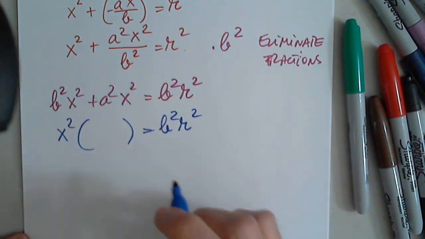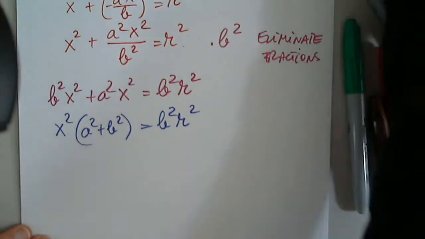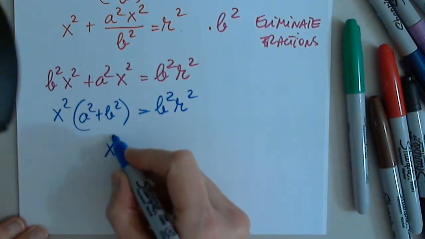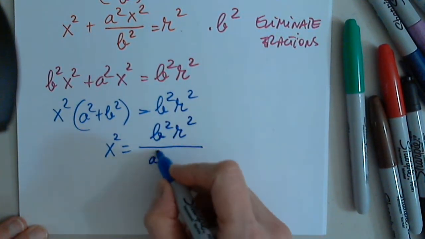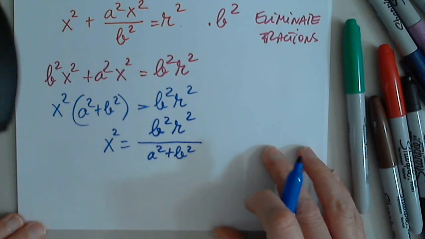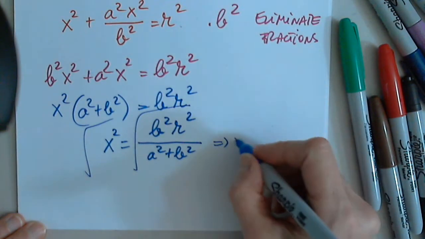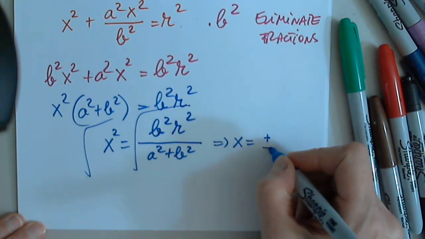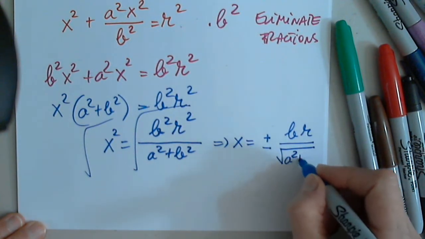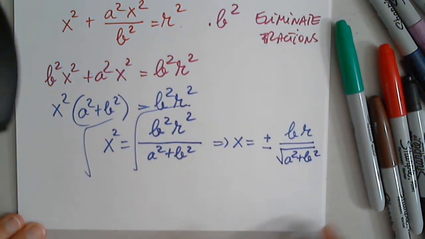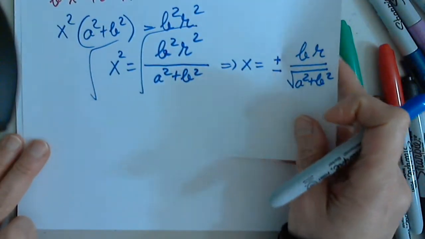B squared plus a squared. Perfect. Since I can write it in the correct order, I'm going to do that. Good. Excellent. Now divide by a squared plus b squared on both sides. Good. And then finally, now I can take the square root. And now I will have to write plus or minus br over the square root of a squared plus b squared. Good. Okay, so that's wonderful, but I don't have the point yet.